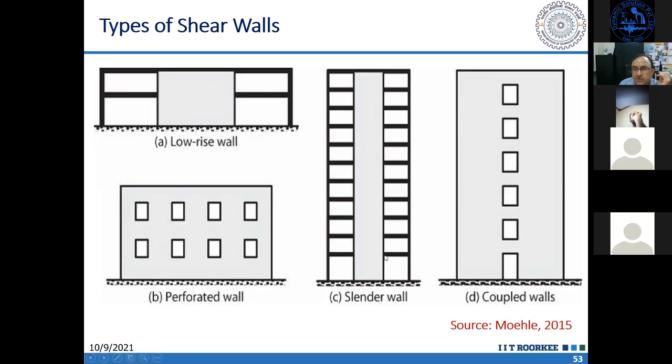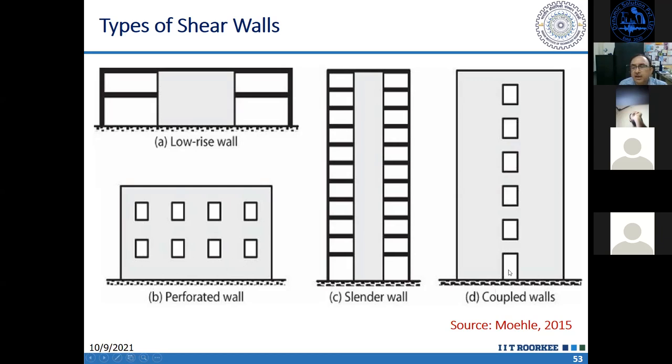The slender wall, which is failing in flexure, bending, is going to cause good ductility. So we will get good ductility in case of a slender shear wall. Then we can have a shear wall with openings. These openings can be arranged in a number of ways.